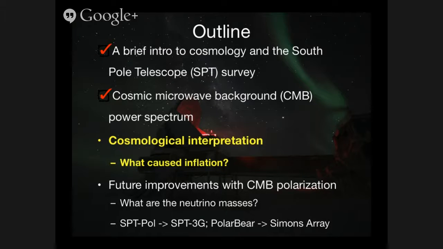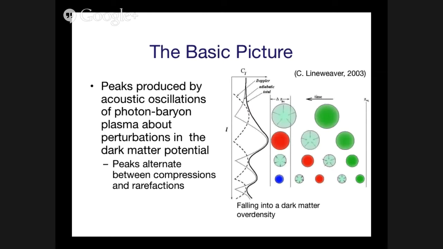I'll now transition to talking about cosmological interpretation of these band powers and focusing on the causes of inflation. The peaks that you're seeing in this power spectrum are caused by acoustic oscillations in that early hot plasma. Effectively, as the universe expands from the beginning, larger and larger modes enter the horizon and begin to evolve. So let's say our mode sees a dark matter overdensity and begins to fall into it. You see your first acoustic peak when it's had just enough time to hit maximum compression, and then pressure kicks it back out. You get the second acoustic peak when it's at maximum rarefaction, a cold spot on the sky. So the peaks alternate between compressions and rarefactions into those dark matter overdensities.